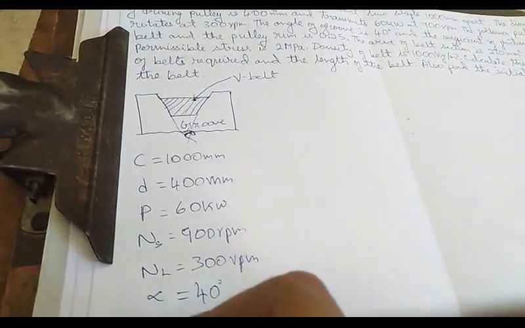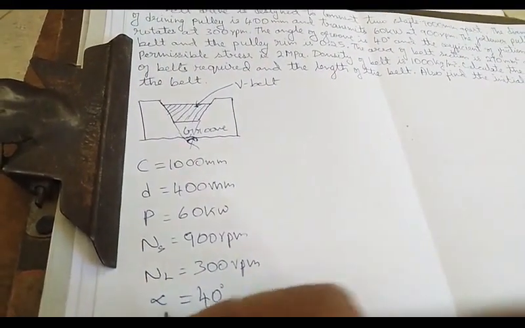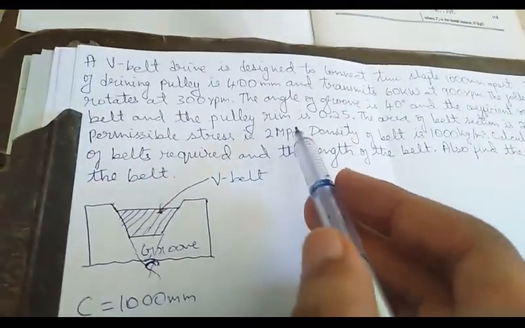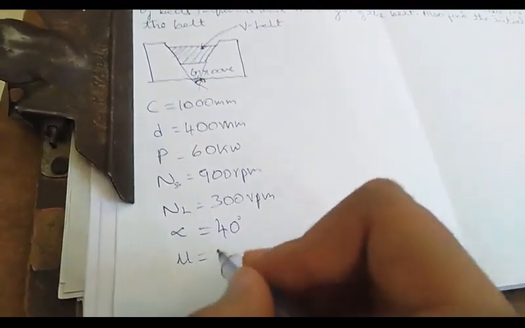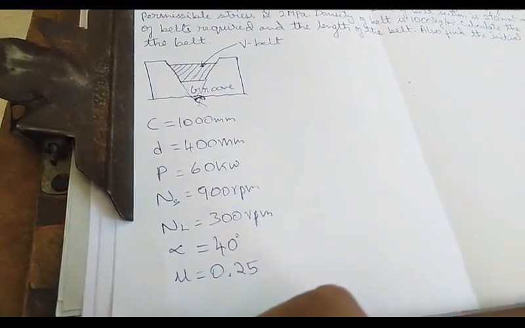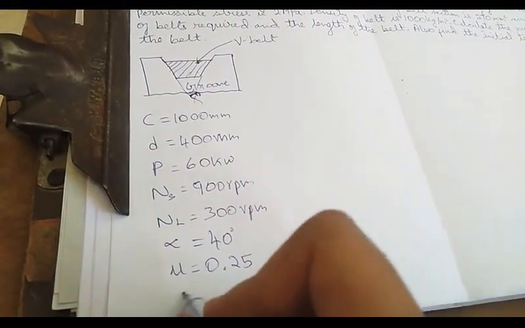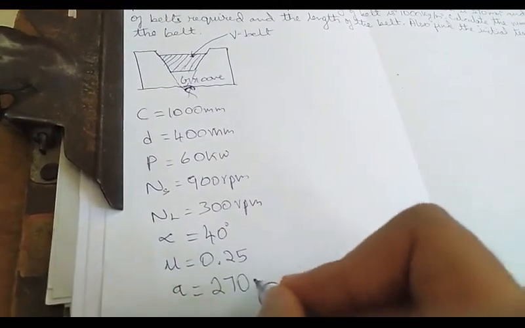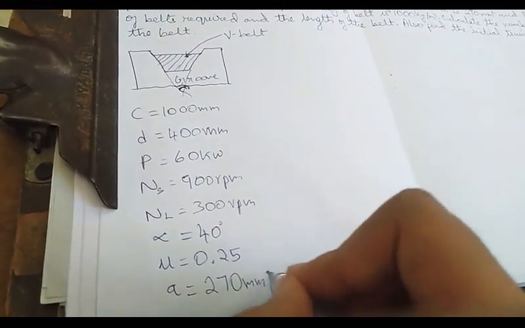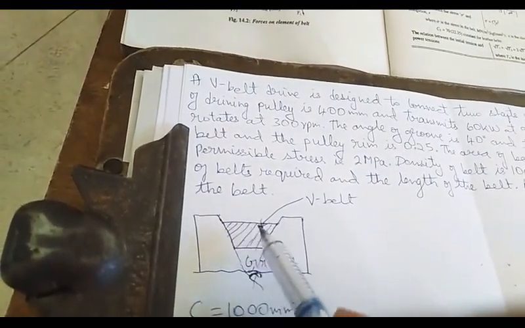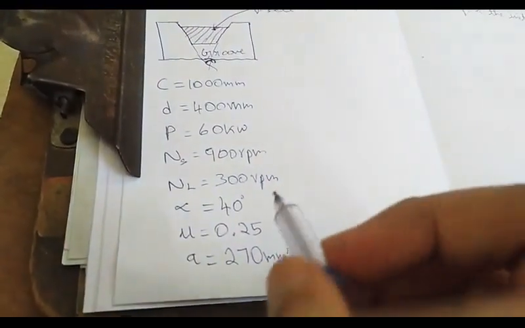And coefficient of friction between belt and pulley rim is 0.25. So coefficient of friction mu is equal to 0.25. The area of belt section is 270 mm square. So area we shall consider A, 270 mm square. So if we take the area of this hatched portion, that is the area of V belt section. So that is what they have given here, 270 mm square.